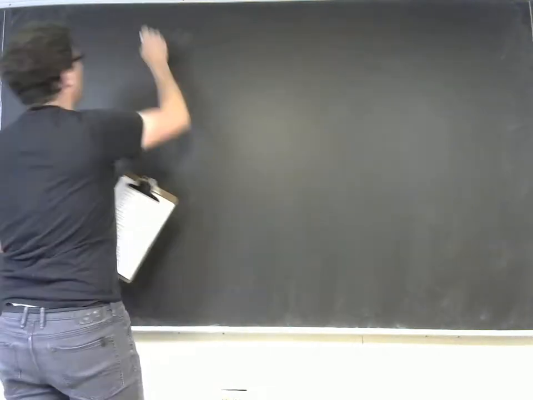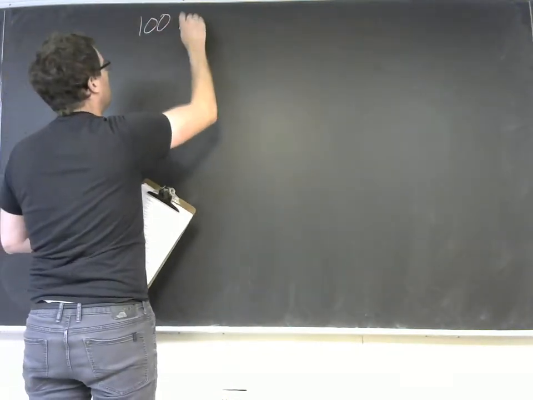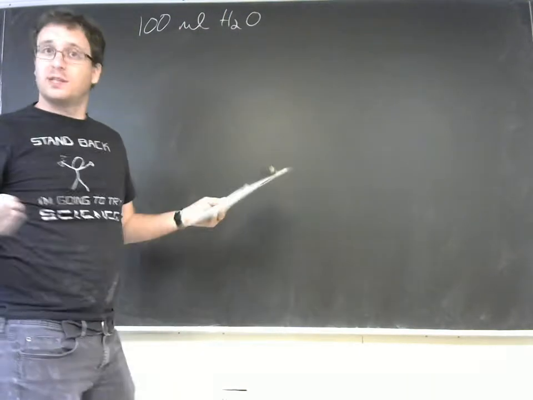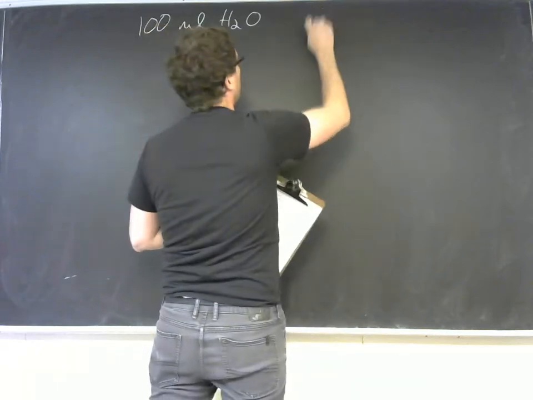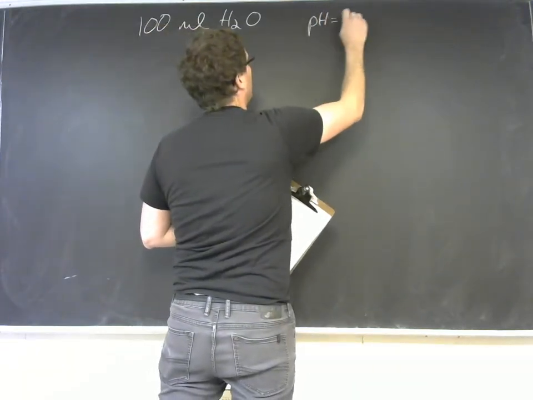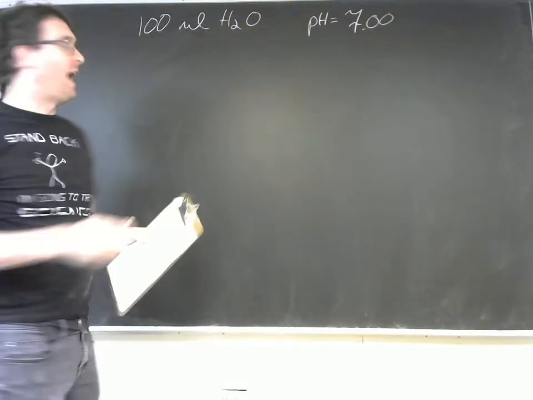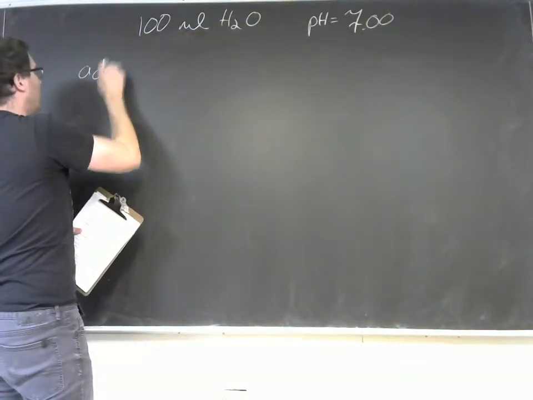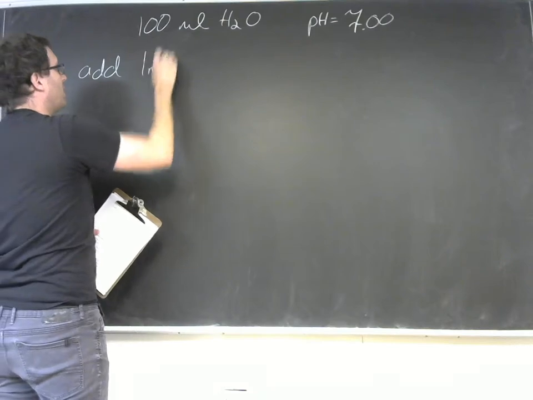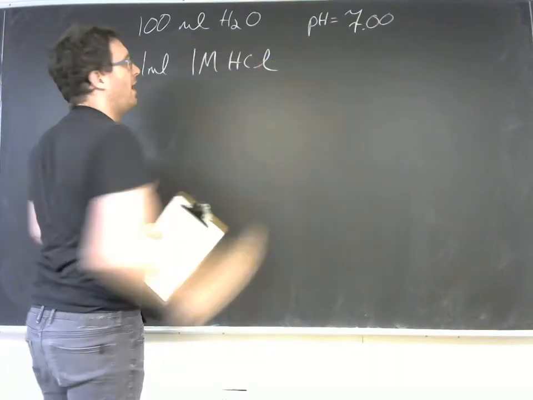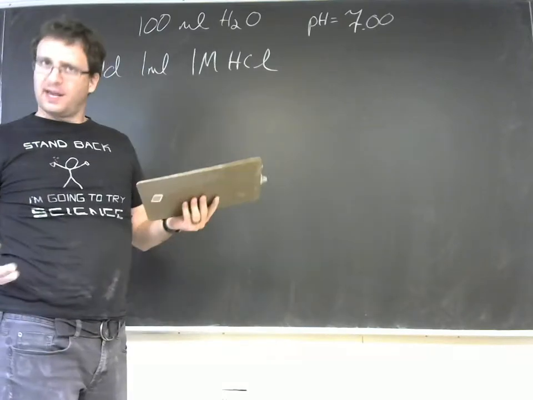So if I have 100 milliliters of pure water, then what is the pH? Well, if it's pure water, then the pH is going to be 7.0. If I add just 1 milliliter of 1 molar hydrochloric acid, then what will the pH be?